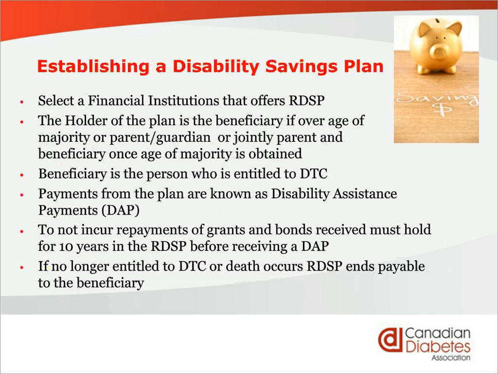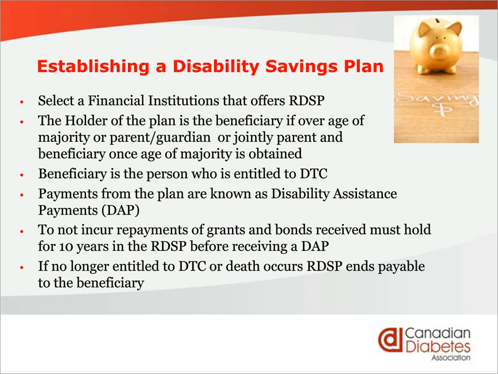So how do you go about establishing the disability savings plan? Well, first of all, you need to select a financial institution that offers it. And when you go into financial institutions, I find that most of them are not familiar with the program, so you need to let them know you're there to set up because of the disability tax credit. The beneficiary of the disability tax credit is also the beneficiary of the registered disability savings plan. The holder of the plan can be a parent when you're a child, then transferred over to the individual when they become of age of majority, or it can remain as a joint relationship between parent and child. That's a decision that you as a family unit need to make.